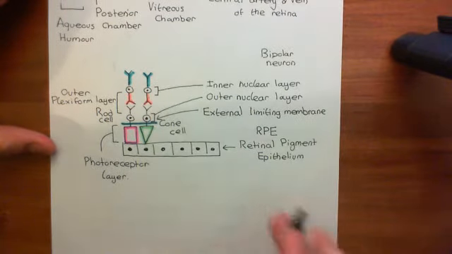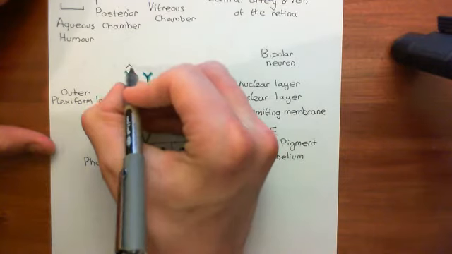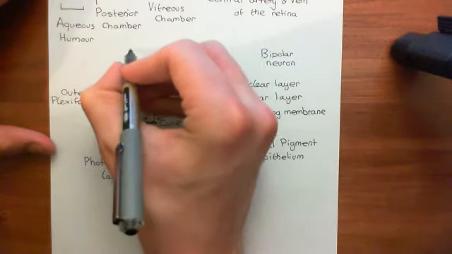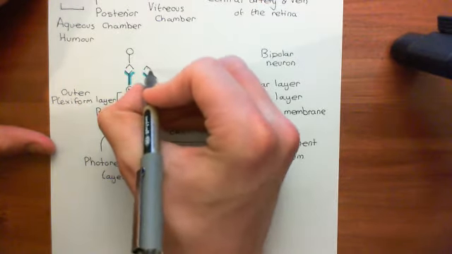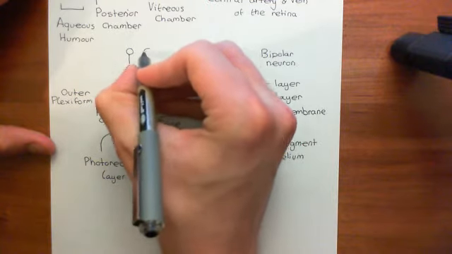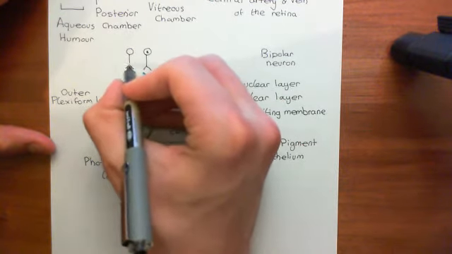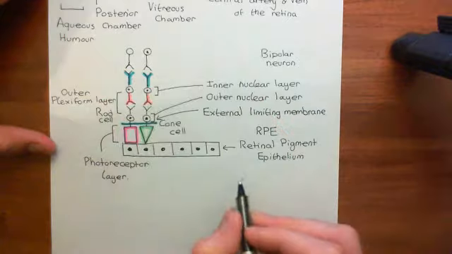Okay, so after the bipolar neurons, what you then have is ganglion cells. Okay, so here are the axons of the ganglion cells, which are going to synapse with the axons from the bipolar neurons.